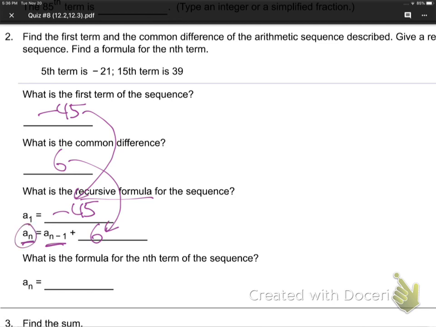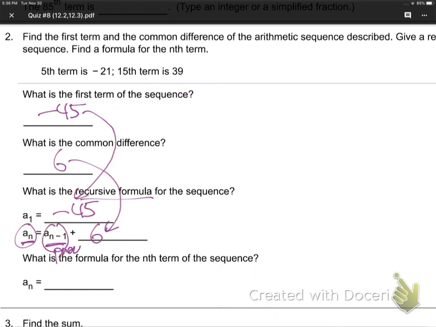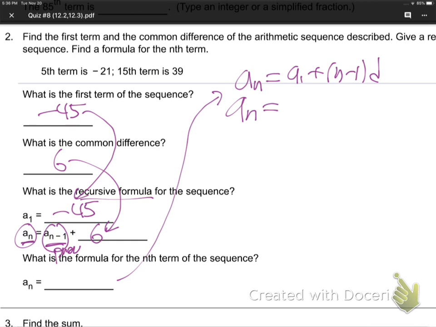Because what that says is any term is the previous term, n minus 1, one back, add 6. That's what the d being 6 means. It means we're adding 6 every time. And what is the formula for the nth term? Last thing here, A sub n, again, is A1 plus (n minus 1)d. A1 is minus 45. d is 6. Distribute.